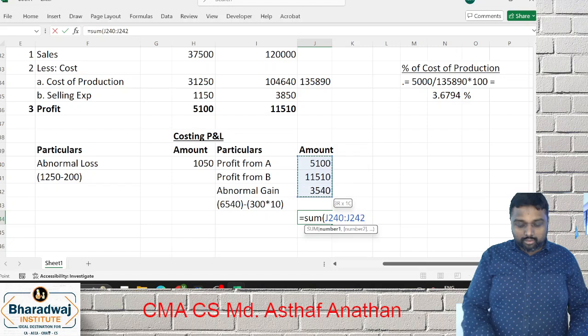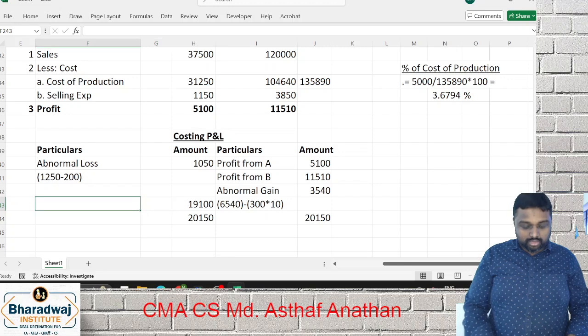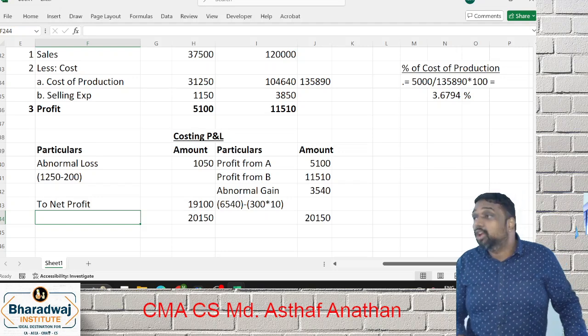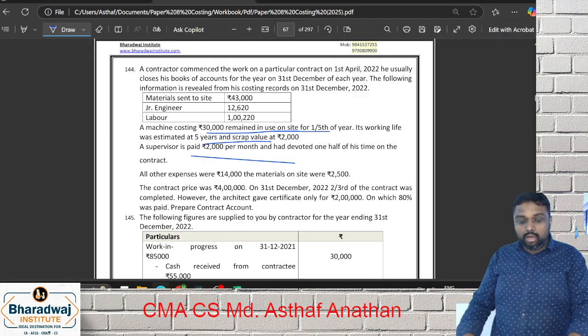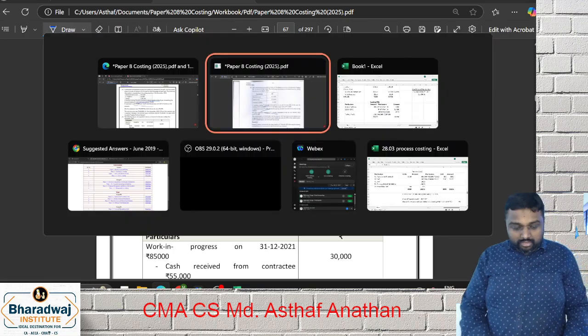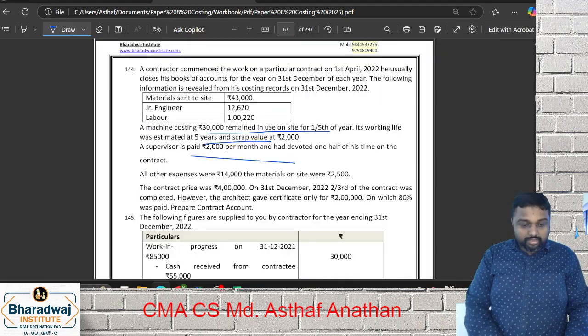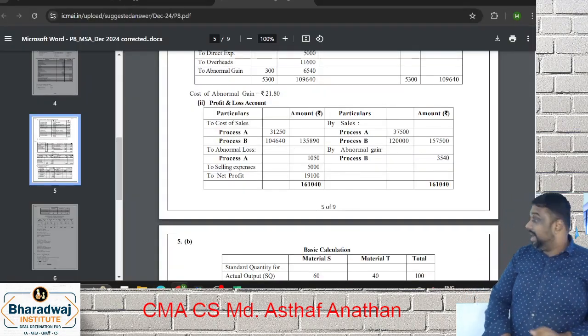You can go this way, going with the general P&L. You can do this way also. This is what your net profit. This is also you can do, but they are not specifically asking costing P&L. But your ICMA suggested answer showed that also. I am just showing that for your reference. Your ICMA suggested answer, which is released by your ICMA, they showed this 19,100.